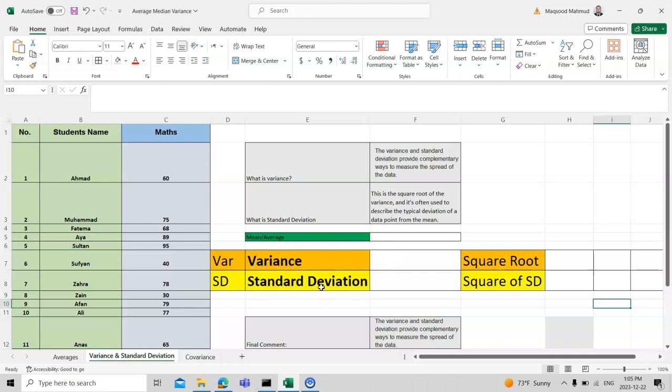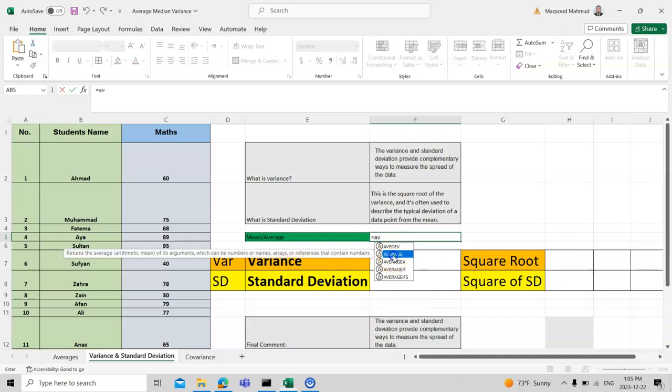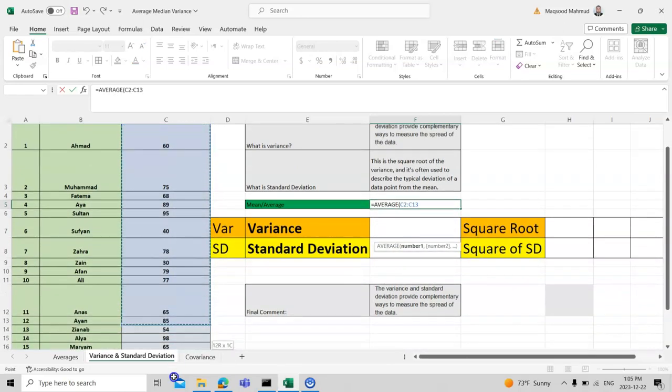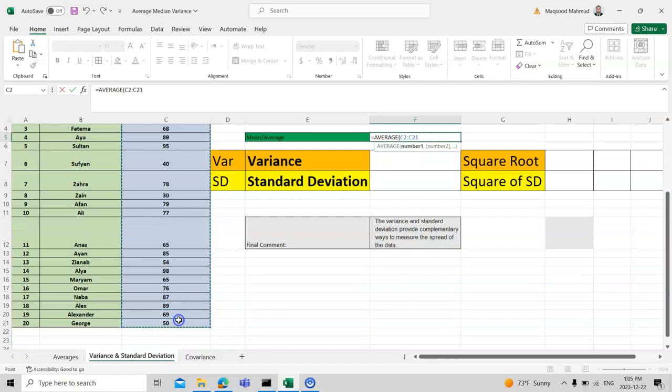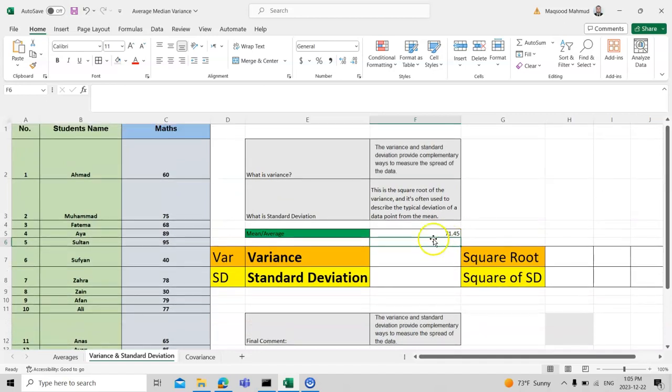So you will be wondering, what is a variance? Basically, variance is the spread of your data, that is, how your data is spread around the mean value. We already know how to find the mean value: we just take the average of all these. Let's suppose the mean we already found was 71.45, right?